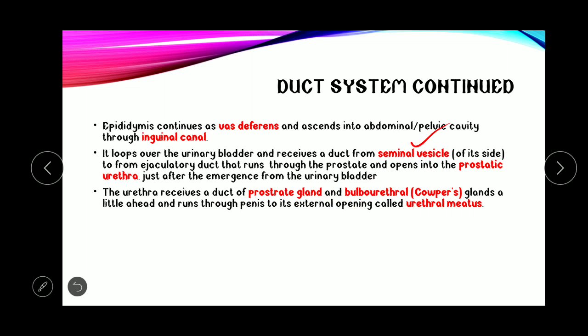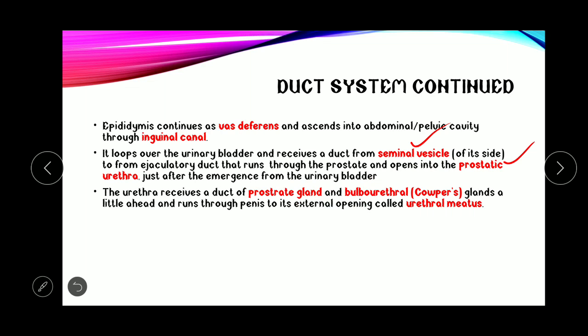That there are two seminal vesicles, we will see. The vas deferens of one side receives a duct from the seminal vesicle from each side, to form the ejaculatory duct that runs along the prostate and opens into the prostatic urethra.